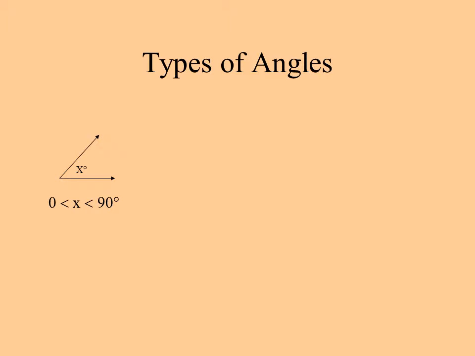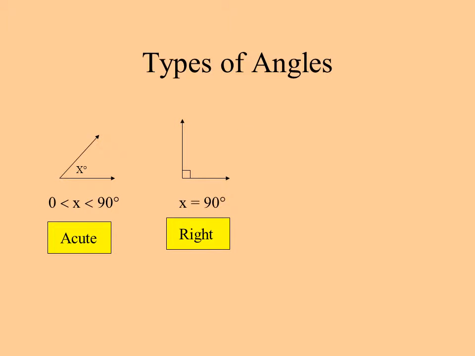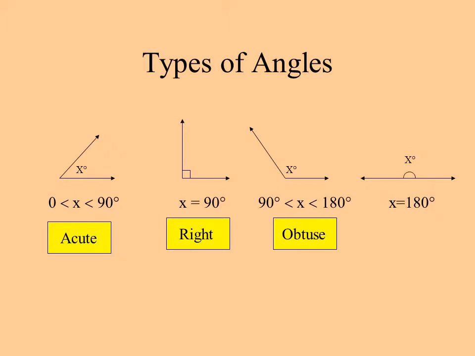So there's several types of angles. If an angle is between 0 and 90 degrees or less than 90 degrees, we'll call it an acute angle. If it is exactly 90 degrees, it will be a right angle. If it's between 90 degrees and 180 degrees, it will be an obtuse angle. And if it's exactly 180 degrees, we will call it a straight angle. And that's because it looks like a straight line, but it's measured in degrees, so it is an angle.